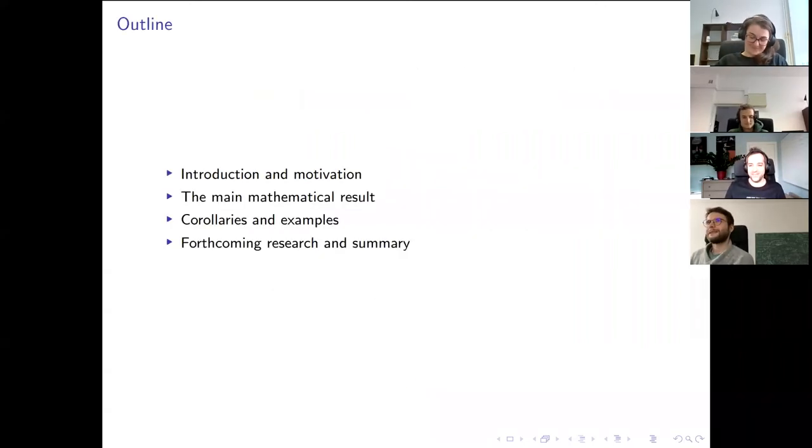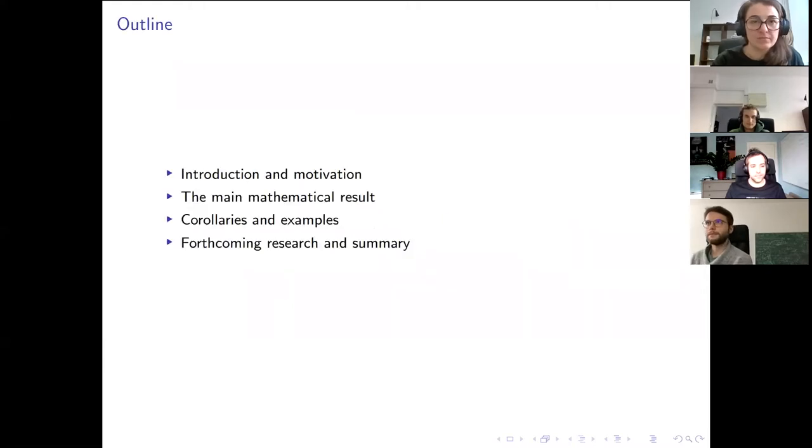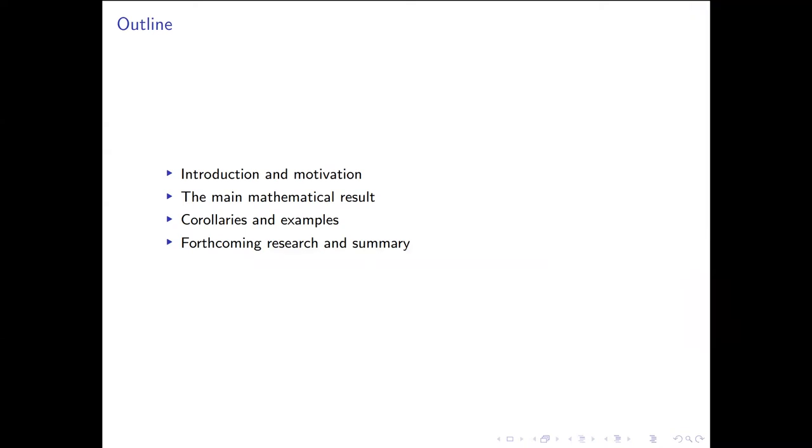Okay, so we'll see. The outline of my talk is the following. First I will give an introduction, where I will explain the basic concepts I'm using, and I will motivate the whole thing, namely why we care about such states which are highly entangled and have large local symmetries. Then I will move to the main mathematical result, and I will very briefly tell you the idea of the proof, because the proof itself is very lengthy and technical, but the idea is simple. Then we will move to some corollaries and examples of usage of this theorem and other things we proved. And I will finish with the forthcoming research and the summary of the whole talk.